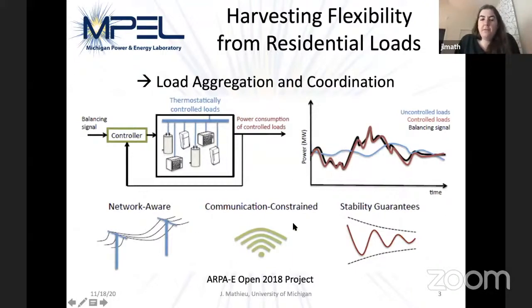And then the information on the bottom is just what we're focused on now. We're trying to understand how to do this type of load coordination while making sure that we're not aggravating any problems in the power distribution network, that we can handle communication networks that are sending information back and forth to the loads that aren't perfect, because most of these networks have delays and other issues. And we also want to make sure that when we're controlling loads we don't cause instabilities. So this is one of the key problems that I like to think about.